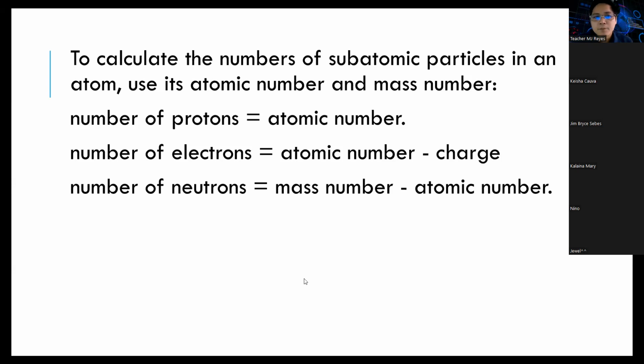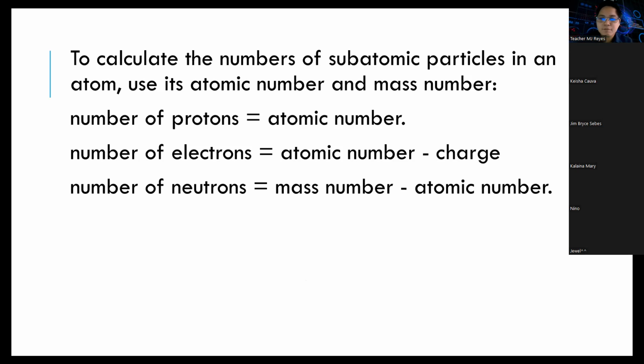Based on our discussion, the formula in getting the protons is equal to the atomic number. Simple. The formula in getting the electrons is the atomic number minus the charge, if it is an isotope, or if it is a cation or an ion. How about neutrons, the particles which don't have charges? This is the mass number minus the atomic number, because the mass number is greater than the atomic number. Then you can get your neutrons.